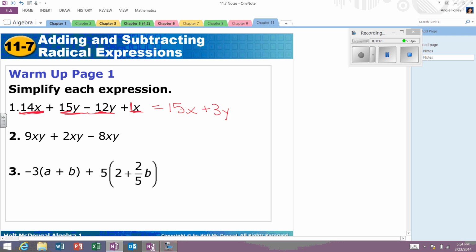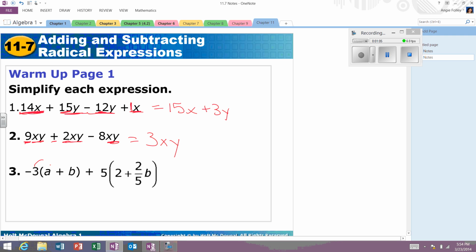Okay, on this next one, if you notice, they've all got x and y, and they all have the same powers on that x and y. So we're going to add 9 and 2, because it's a plus sign, and then subtract 8. 9 plus 2 is 11, and then 11 minus 8 is 3. But we need to attach that common variable on too.